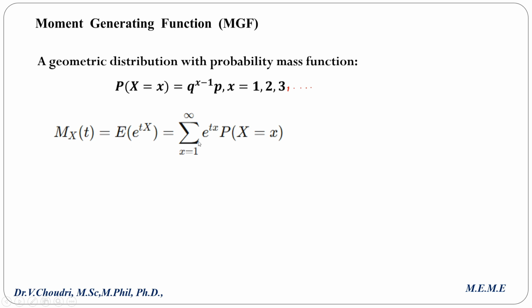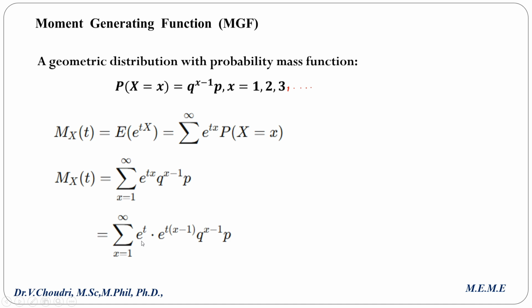Since this is discrete, it is the summation for x equal to 1 to infinity of e power tx into the probability mass function. What is the probability mass function? q power x minus 1 into p. Multiply e power t into e power minus t. Here e power tx is there only now. Simplifying this, we get e power t into e power t into x minus 1, and the remaining things are q power x minus 1 into p.